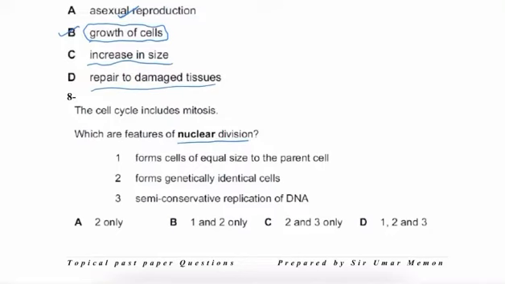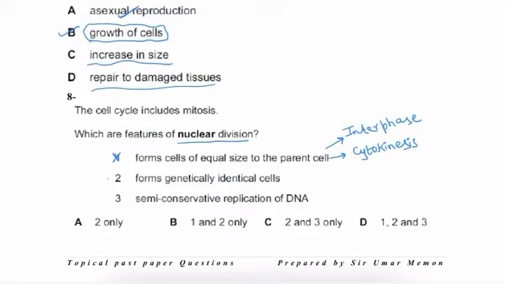The point number 1 states forms cells of equal size to the parent cell. So this is not the feature of nuclear division. This is the feature of interphase, in which the growth occurs, so that when the two cells are formed from one cell, their size is equal to that of the parent cell. And this is also a feature of cytokinesis, which results in the cell division with equal sized cells. So one is not the feature of nuclear division.